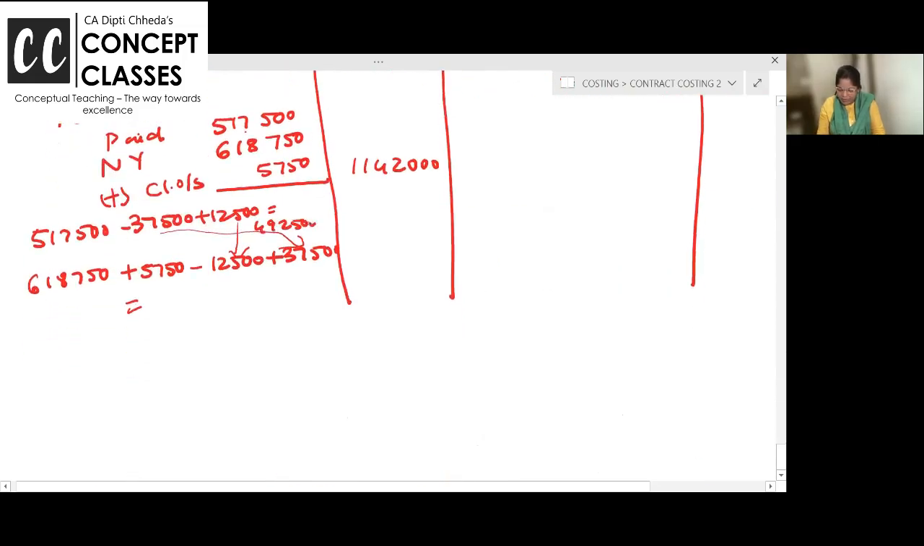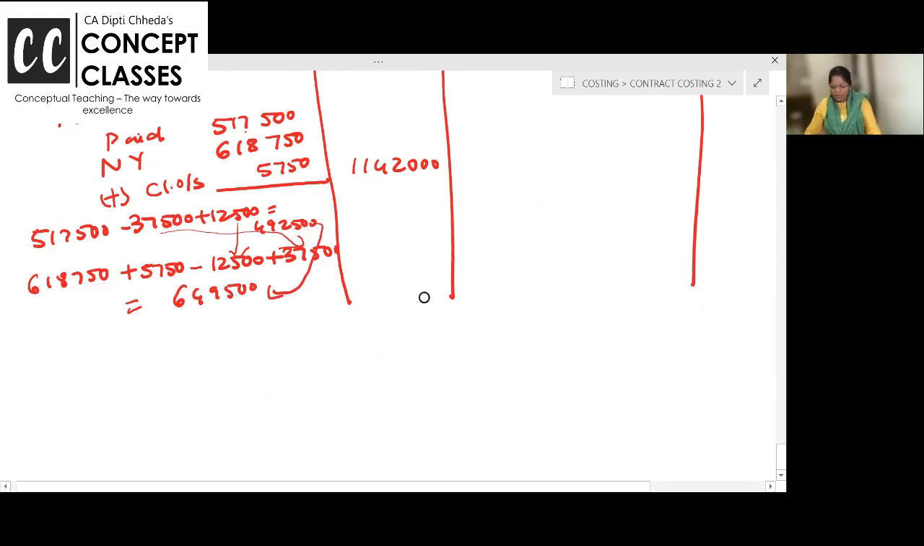490 to 500. अभी यहाँ देखो कितना आ रहा है. 618,750 plus 5750 minus 12,500 plus 30. This is 649,500. आ रहा है या नहीं दोनों का टोटल?